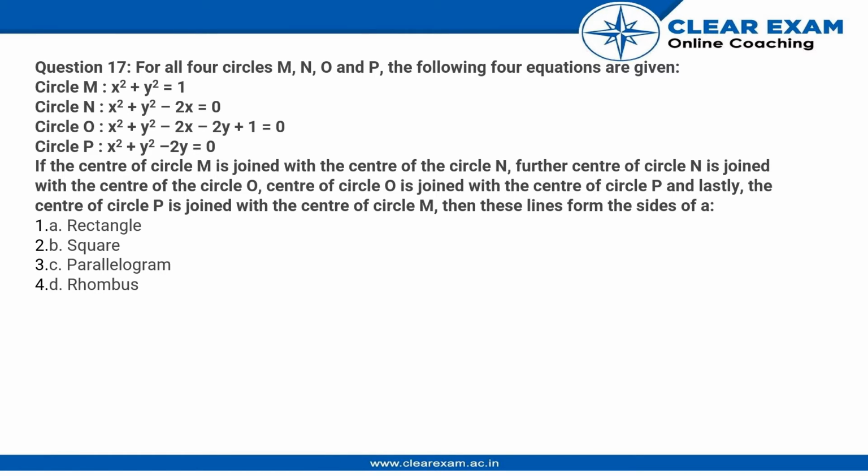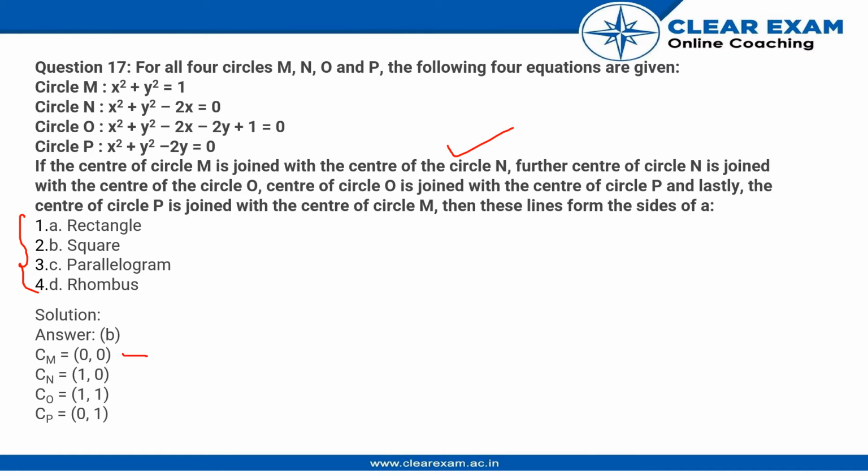So here we have these figures and we need to find what will happen if the centers of all these circles join each other. The center for M is 0 comma 0 because it is a simple circle equation. The center for N becomes 1 comma 0, the center for O becomes 1 comma 1, and the center for P becomes 0 comma 1.